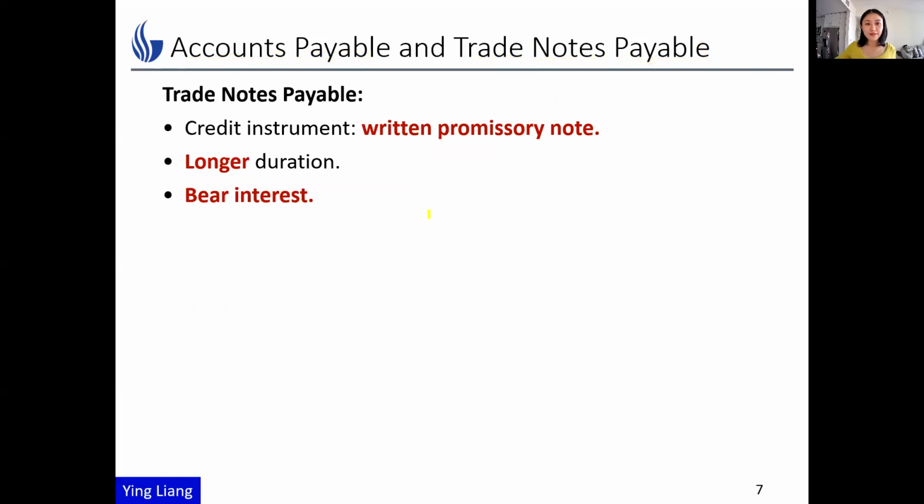Next, we have trade notes payable. This differs from accounts payable in that, number one, they are formally recognized in a written promissory note. So whenever we see a note payable, it must be formally written. So there is a contract. It's no longer just the invoice. Often these are of somewhat longer term. It's not just up to 60 days. And oftentimes they bear interest, right? We have a midterm question asking the difference between accounts payable and notes payable interest.